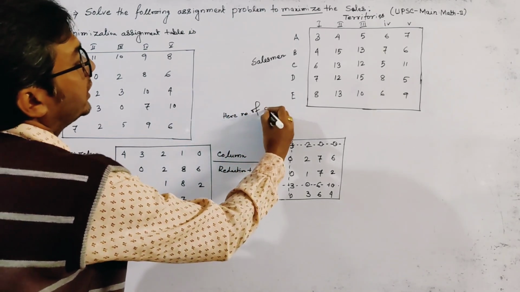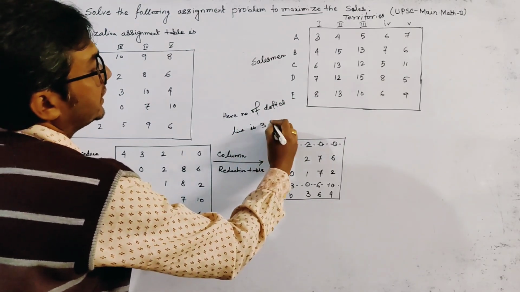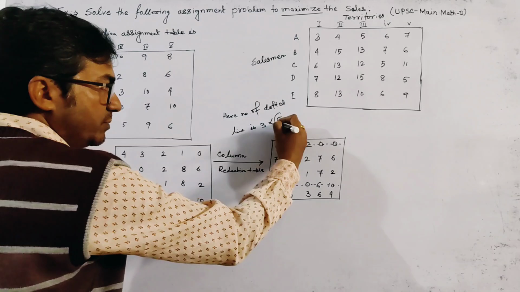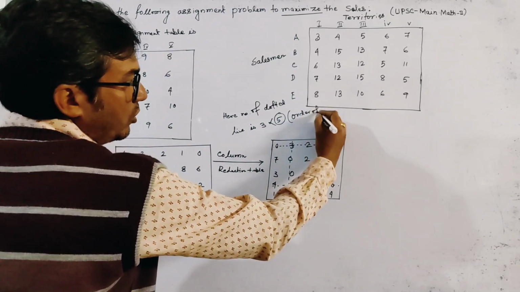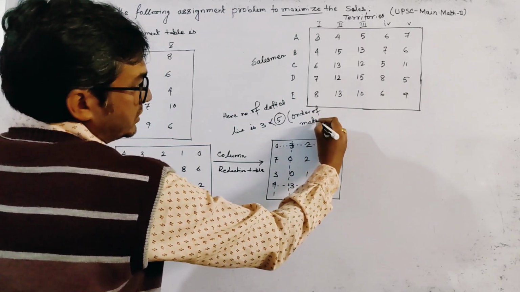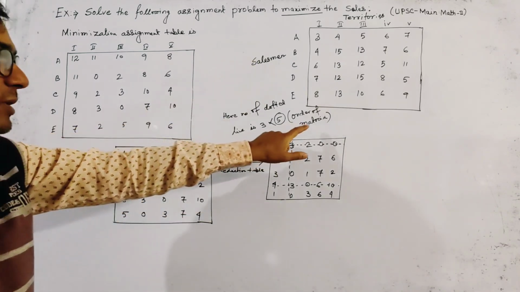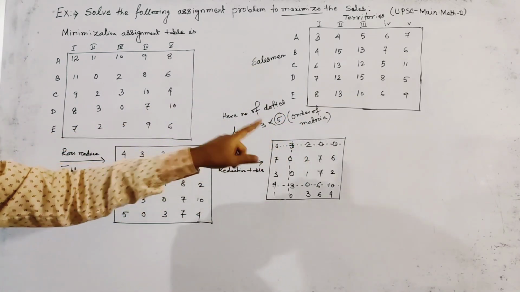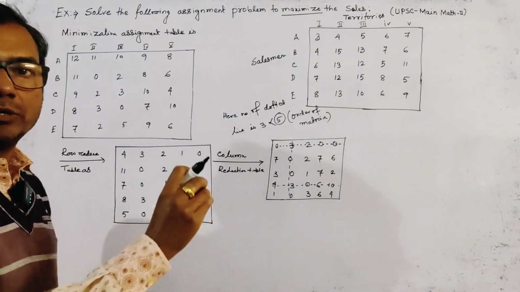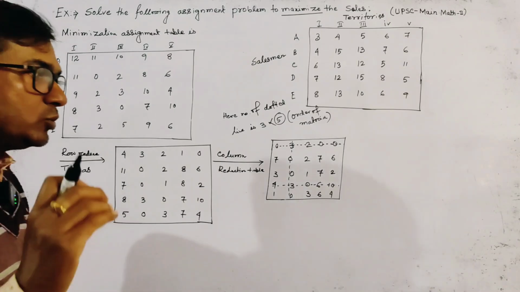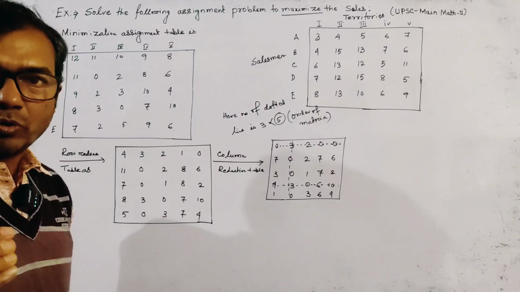The number of dotted lines is 3, which is less than 5. Less than 5 means less than the order of the matrix. Because this matrix is 5 cross 5, the order is 5 and the number of lines is 3, so this is not suitable to find the optimal solution of the assignment problem. So we have to increase the number of zeros in this table. How to increase the number of zeros?